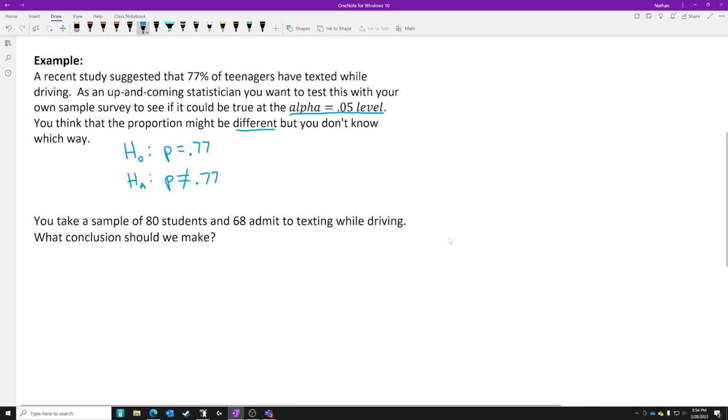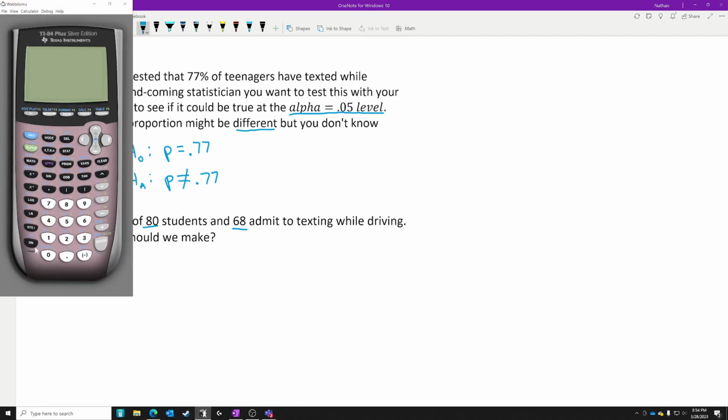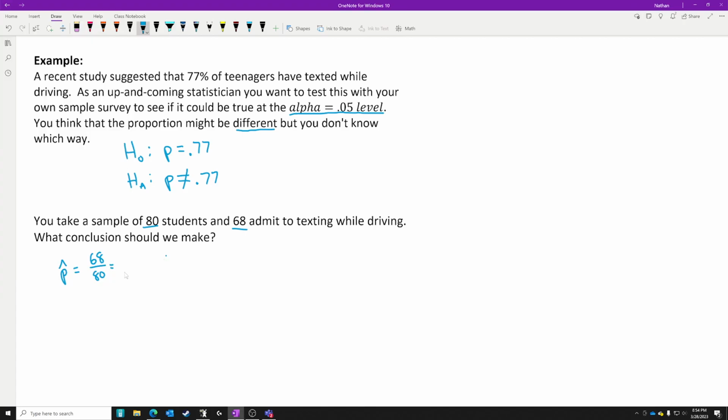So now we take our sample of 80 students, and 68 admit to texting while driving. So our p-hat, our sample proportion, is 68 out of 80. I'm just curious, 68 out of 80 is 85%, 0.85. Now, I've been saying this over and over, but I'm going to say it again. We have some evidence that it's not 77. 85 is definitely not 77.